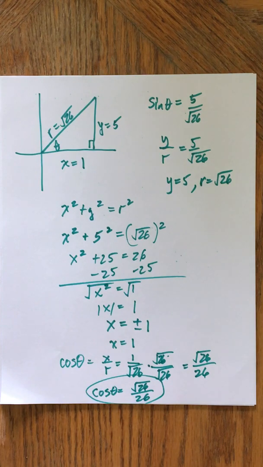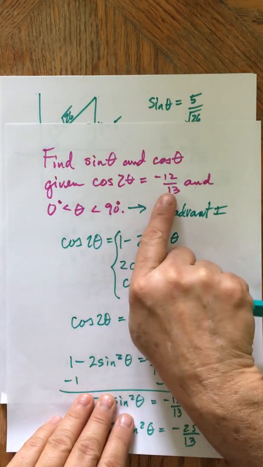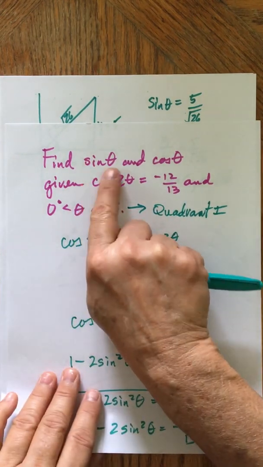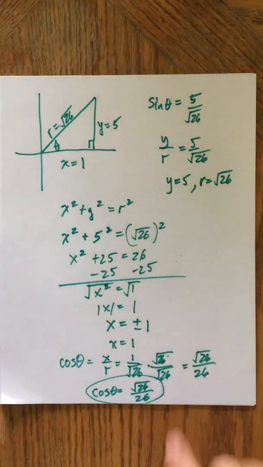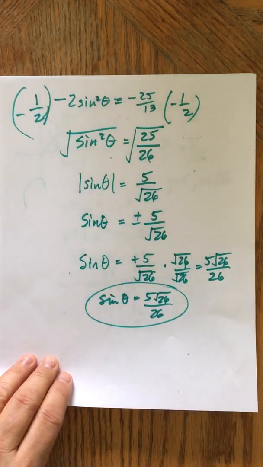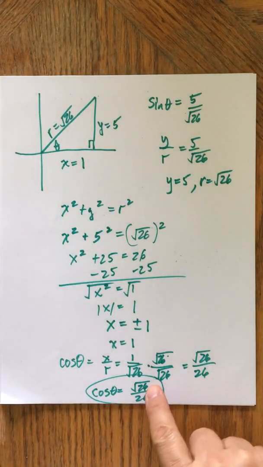All right, so I answered this question, given cosine of 2 theta is negative 12 over 13 and theta is in quadrant 1. I have now found sine of theta, that was over here, 5 square root 26 over 26. And I have found cosine of theta to be square root 26 over 26.